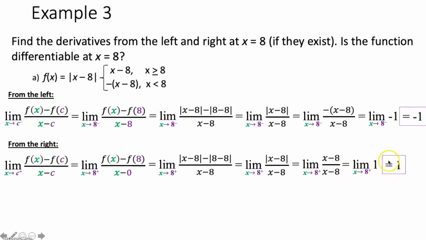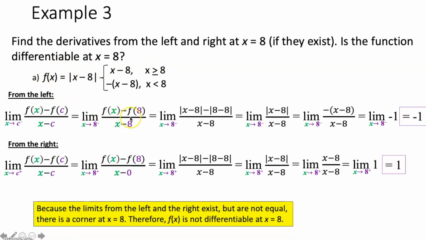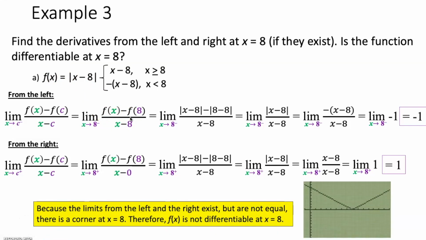So what did we just find? We just figured out that this function has two different slopes, 1 and -1, as you approach x is equal to 8 from the left and the right. Therefore, this function has a corner at x is equal to 8 and is not differentiable at x is equal to 8. And you can confirm that with your graph.